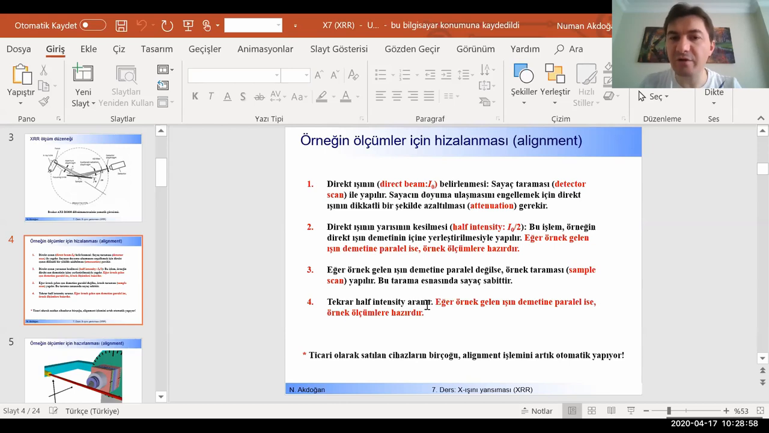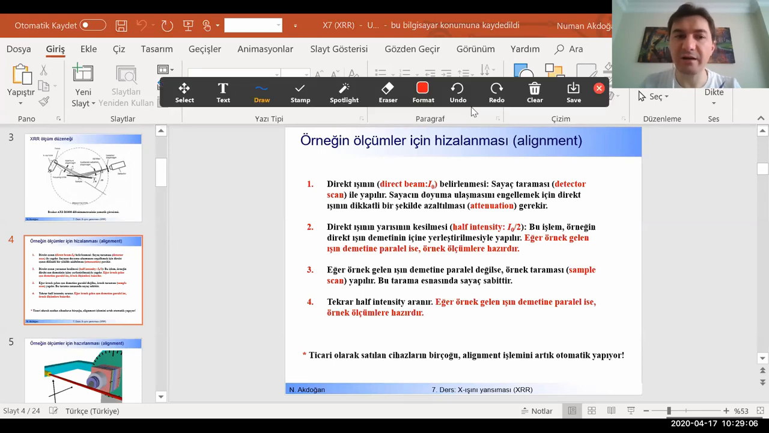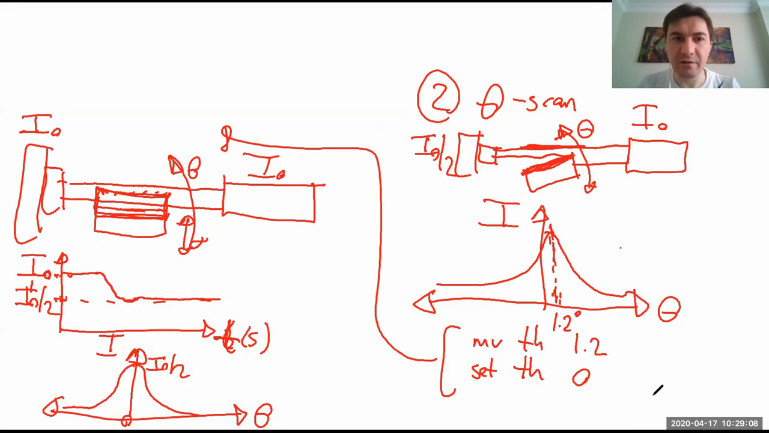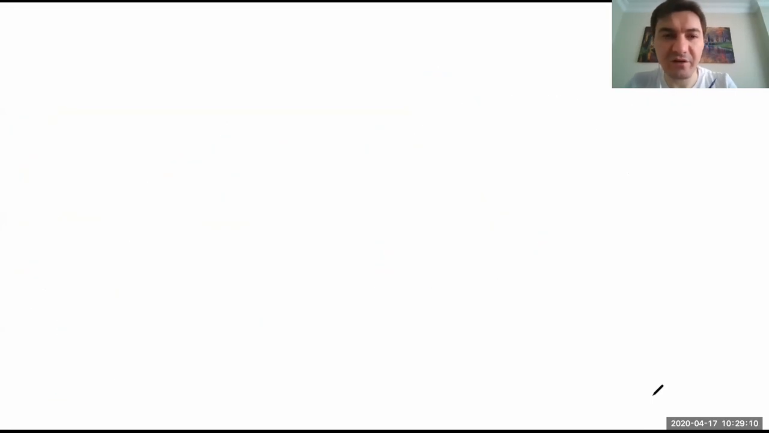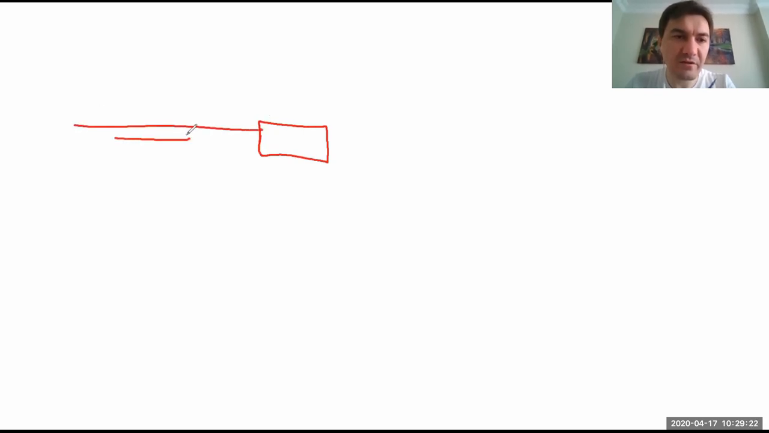Again, we are looking for the half intensity. We have done it, but it is not enough. So we have to go to higher angles. Let me choose another page here. You have to go to higher angles. So now we have that condition. We found the half intensity.